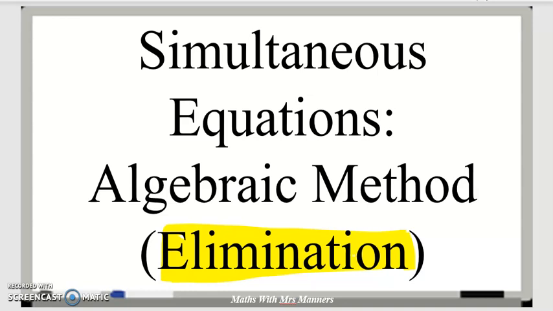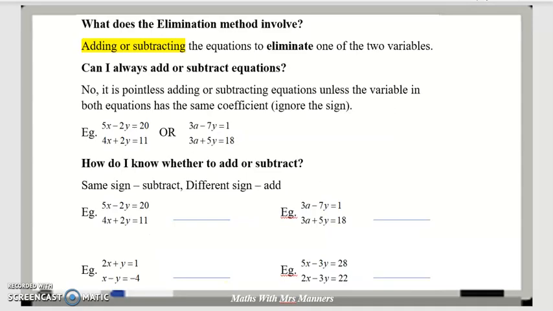This video is on simultaneous equations, the algebraic method, and it's part 1, which is the method of elimination. So far all we've looked at is the graphical method, and so we're moving on now to how to solve simultaneous equations algebraically, which is faster than the graphical method because you don't have to sketch both of the functions, or in this case straight lines representing each of the equations. So let's have a look at this first method.